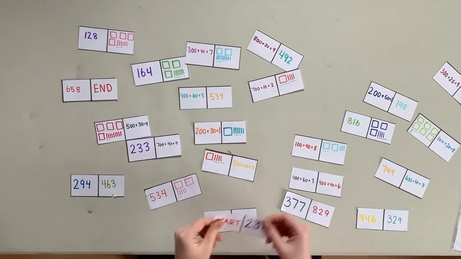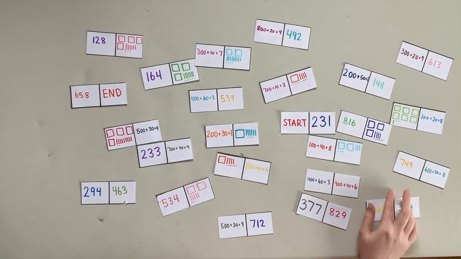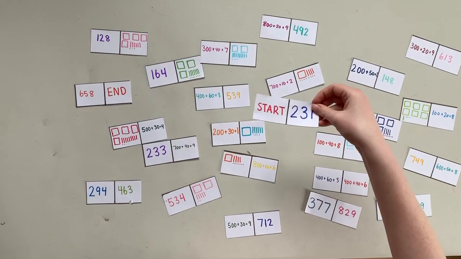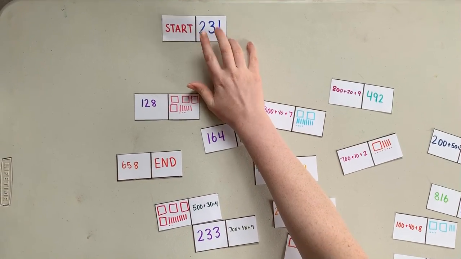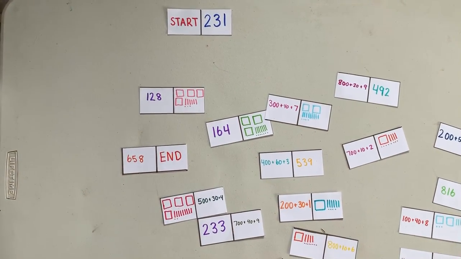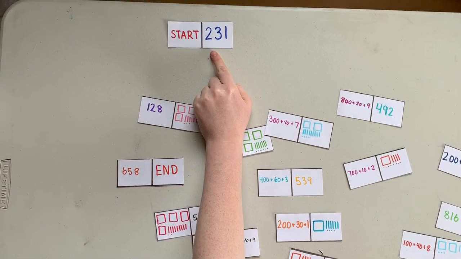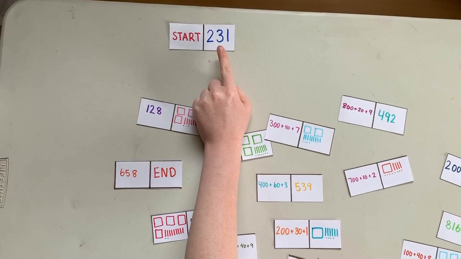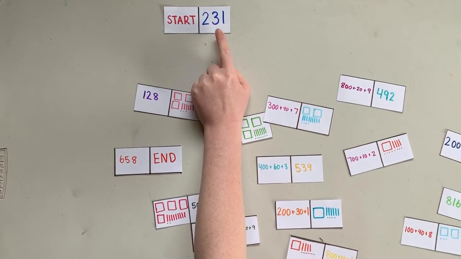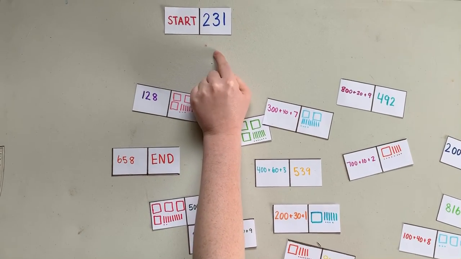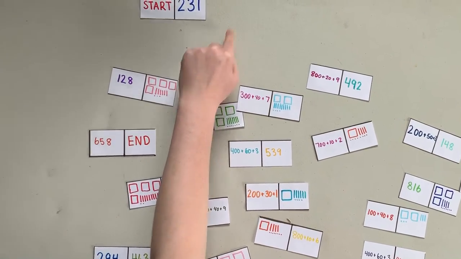The very first thing we need to do is look for the square that has start on it. Look for the domino that has start. And it's right here. So I'm going to place this domino in the top corner of where I'm going to start, the top side of my table. And I can see that beside my domino, I have standard form of 231. So I need to look for either expanded form or pictorial representation of 231. We know this could be 200 plus 30 plus 1, or it could be 2 squares, 3 straight lines for 3 tens, and 1 dot.